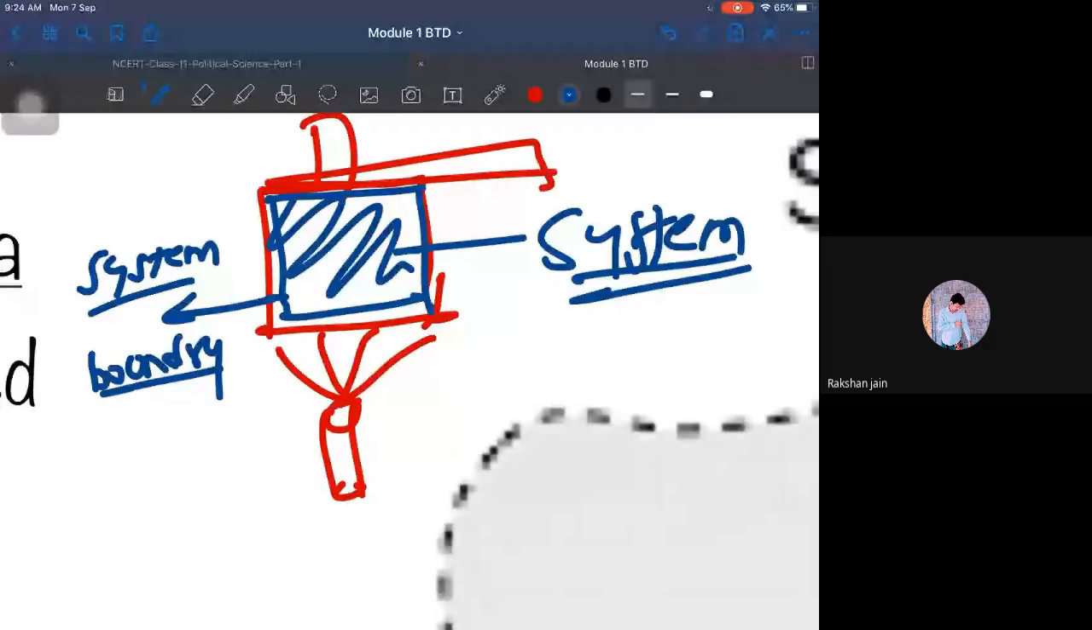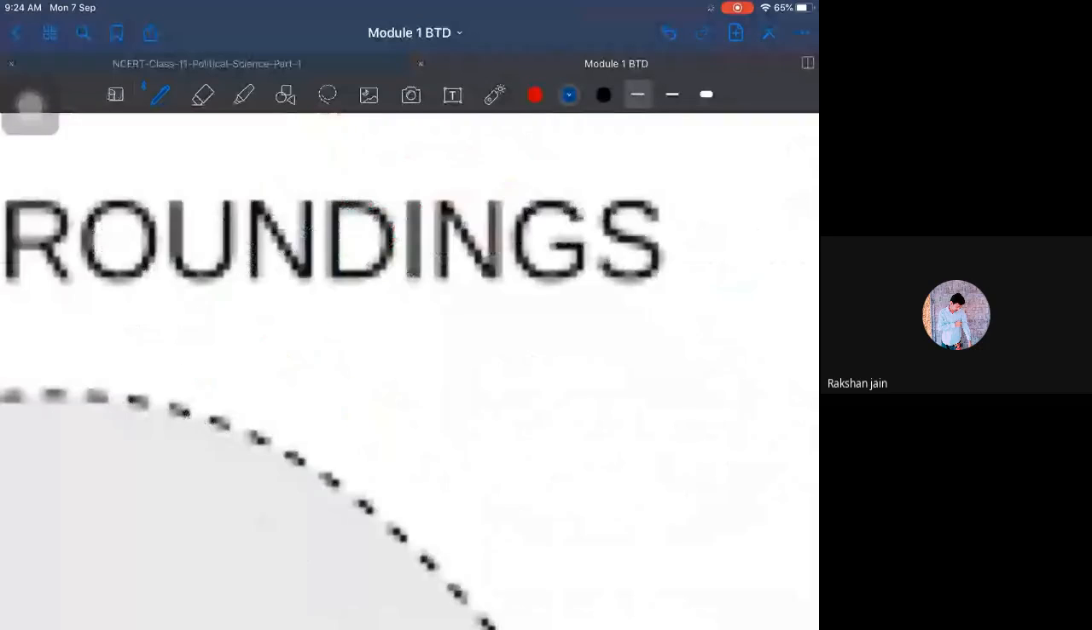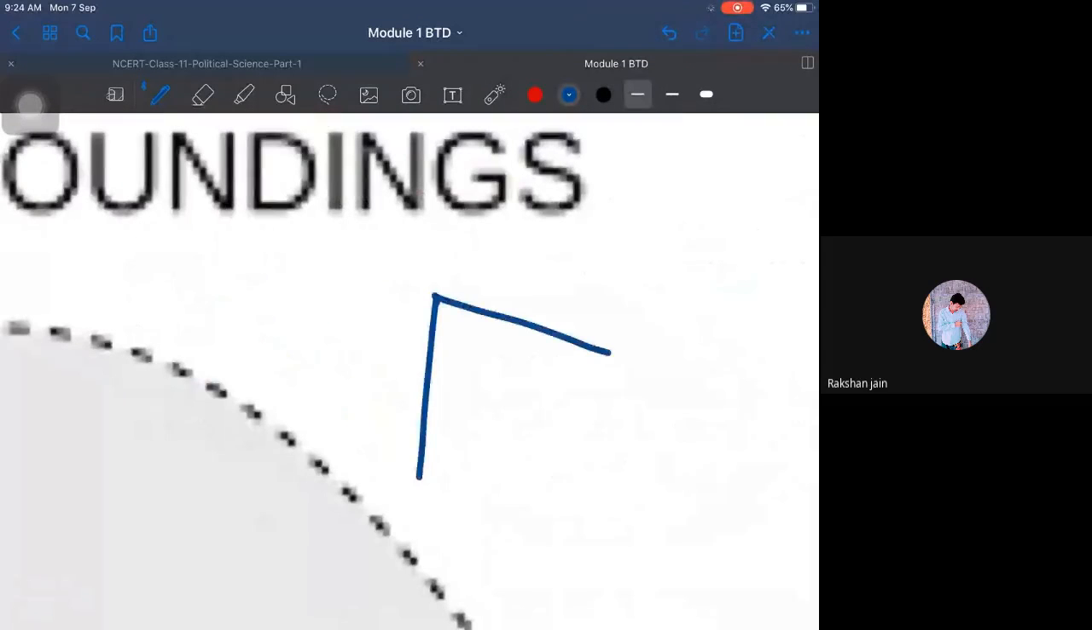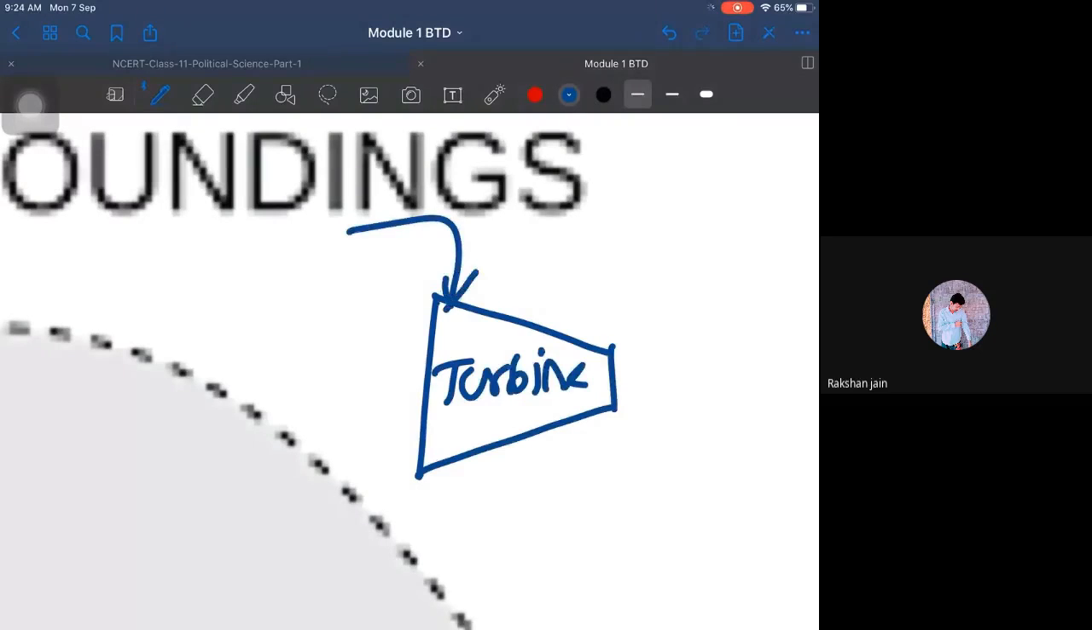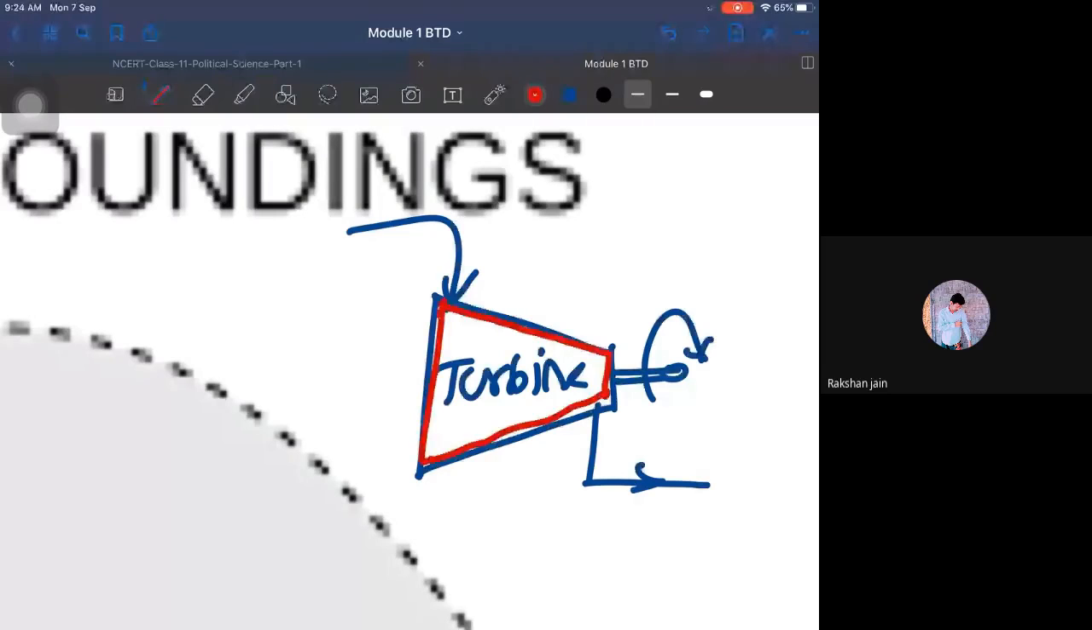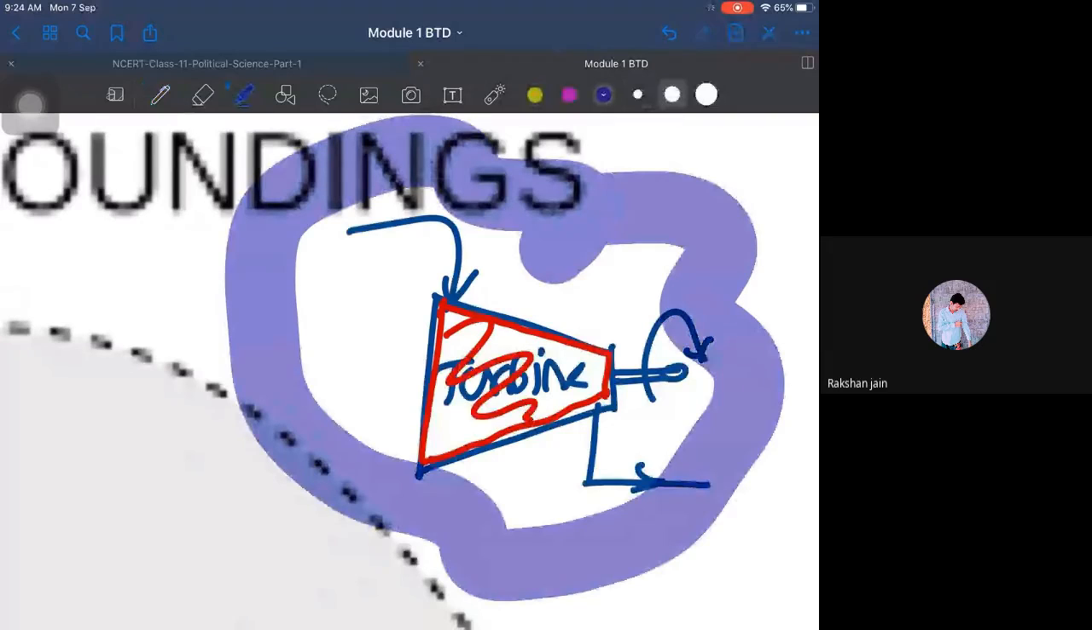So if you take a turbine for an example, like this, this is your turbine, where you are inputting the gas and exporting the gas with the shaft power output. For me, the system is this particular thing which I'm marking. And apart from the system, all the other things are my surroundings. The whole thing is your surroundings. Now, the system and the surroundings are separated by a boundary known as the system boundary.